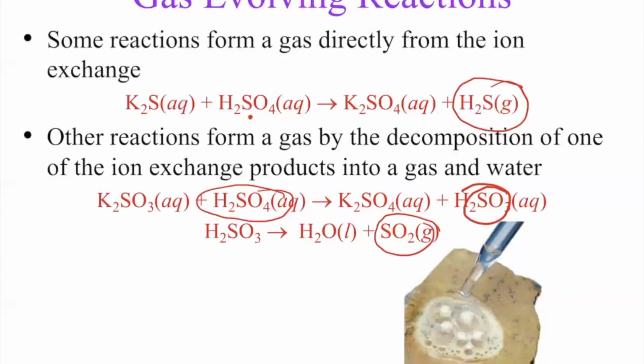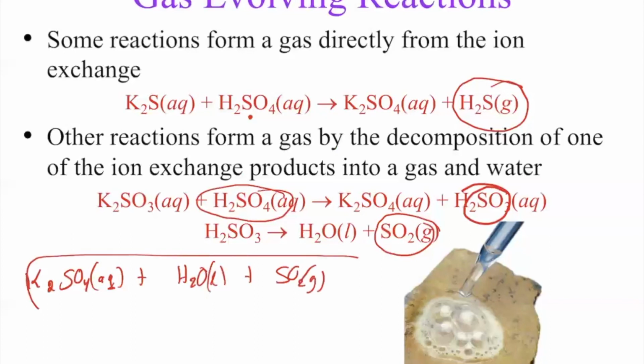So the three products you're going to generate are K2SO4 aqueous plus water plus your gas. Those are your three products, not two. So this is your three products.